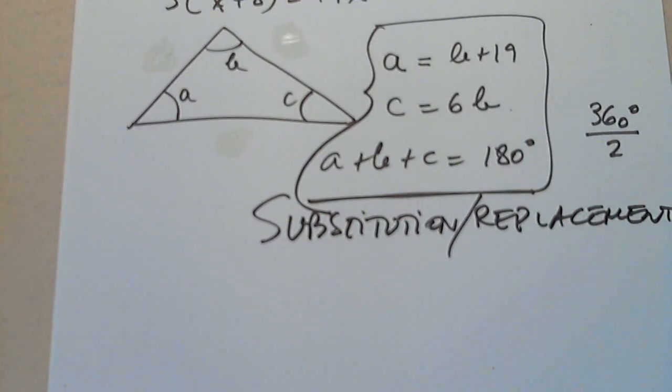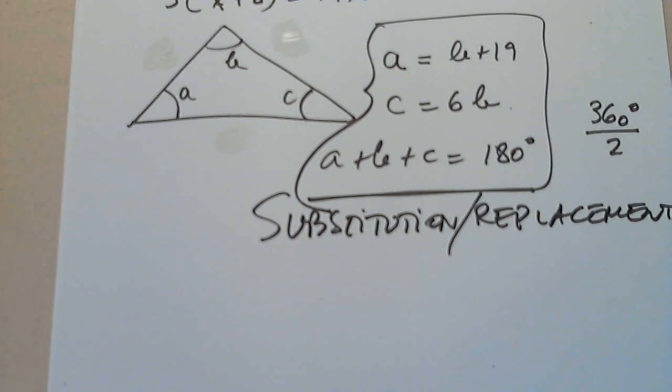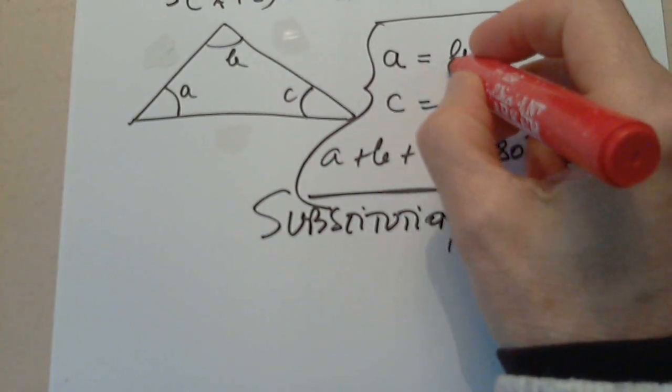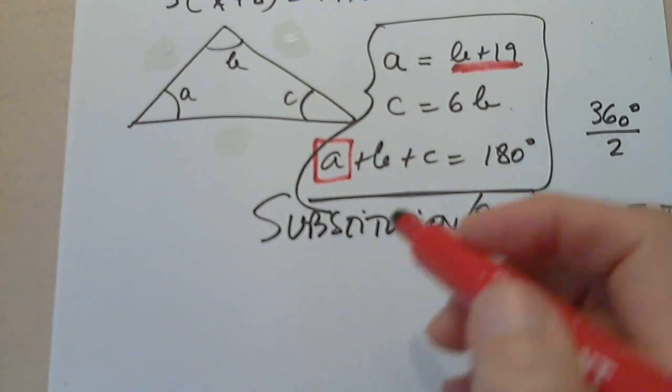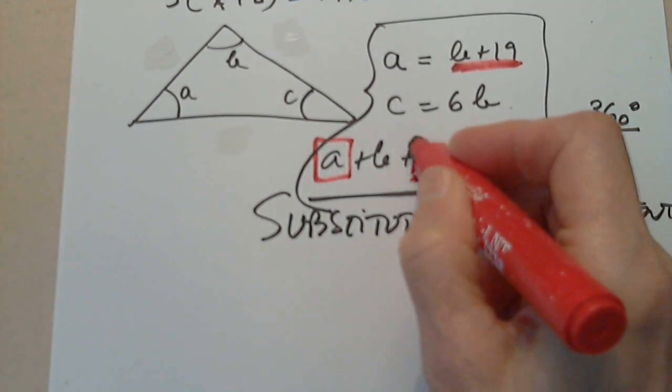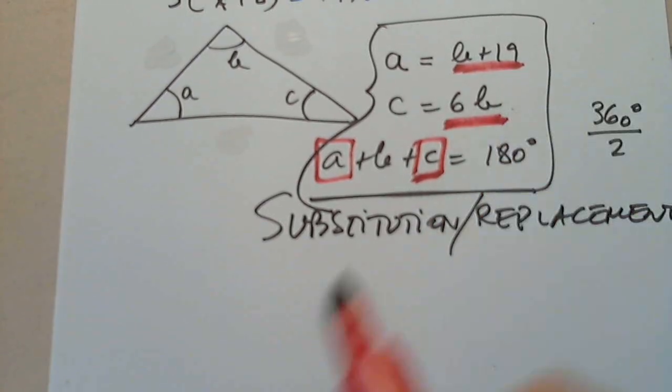That's what substitution is. What am I substituting? What am I talking about? Here's what I'm talking about. A will be replaced by B plus 19. C will be replaced by 6B.